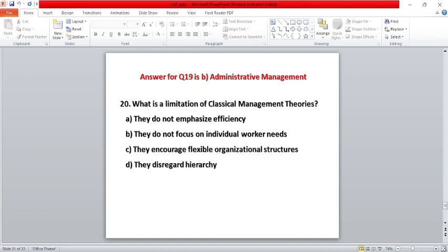Question number 20. What is a limitation of classical management theory? A. They do not emphasize efficiency. B. They do not focus on individual workers' needs. C. They encourage flexible organizational structures. D. They disregard hierarchy. The answer for question number 20 is B. They do not focus on individual workers' needs.